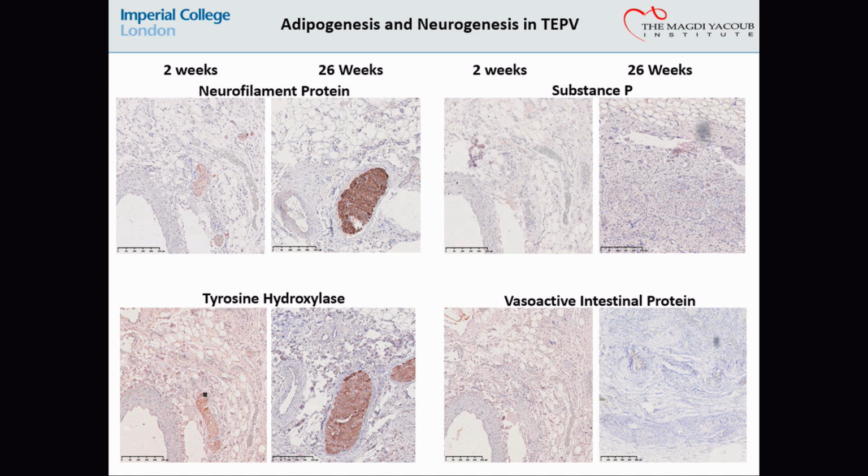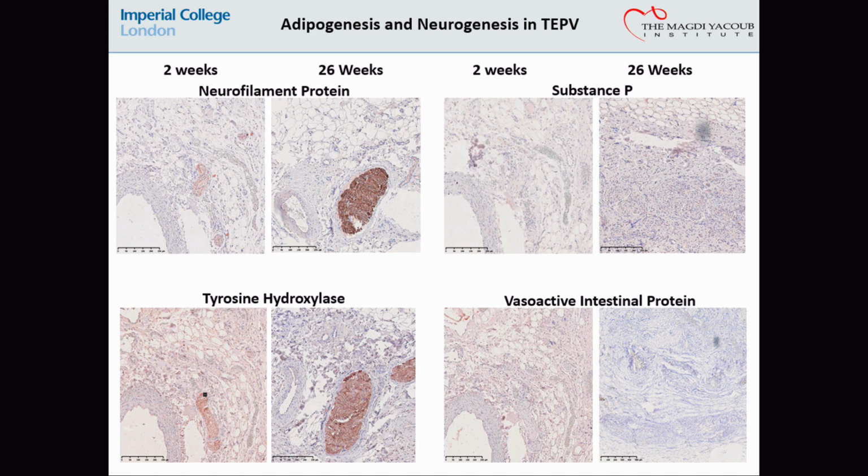On this side of the slide, you see the expression or lack of expression of substance P. So substance P, there is a nerve bundle right here. We do not see the expression of substance P at week 2, but by week 26, there is very weak expression in these nerve bundles. There are 3 nerve bundles here, here, and here. And there is the beginning of expression of substance P. Substance P is a sensory nerve marker.